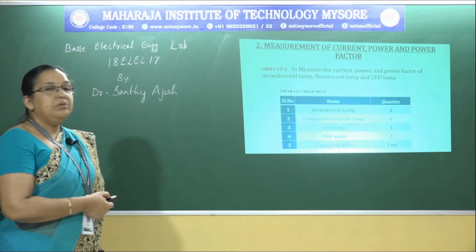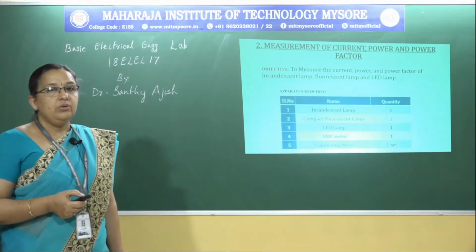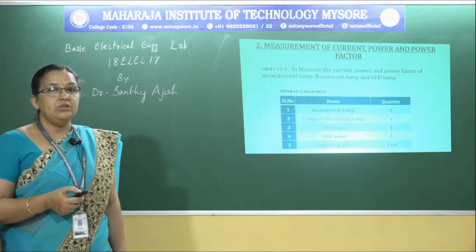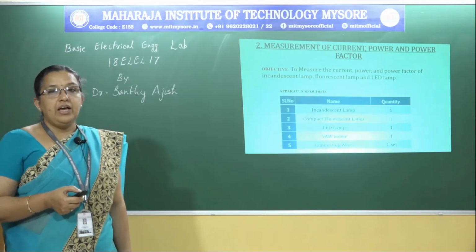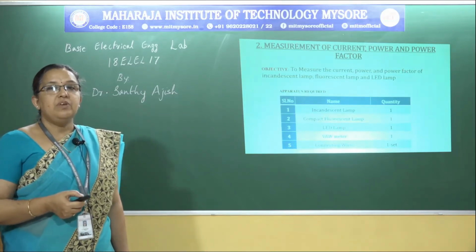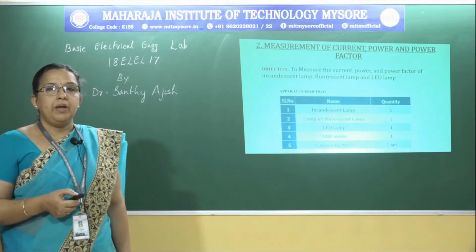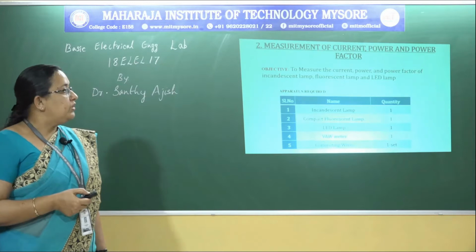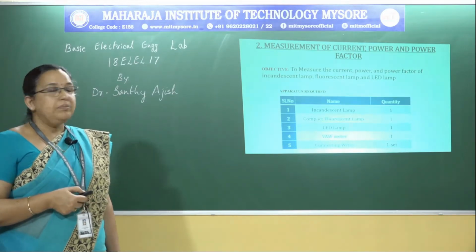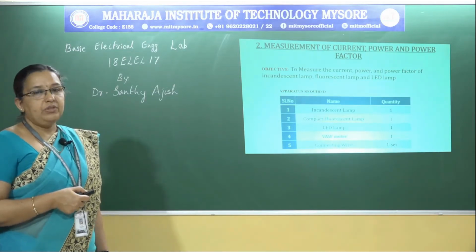So in this circuit we work with the AC circuit, 230 volt AC. So power in an AC circuit, you will be remembering, single phase AC circuit power is VI cos phi, where V and I are the RMS value of voltage and current, and cos phi is known as the power factor. So we will be finding out current passing through a lamp, the power taken by the lamp and the power factor of the lamp.